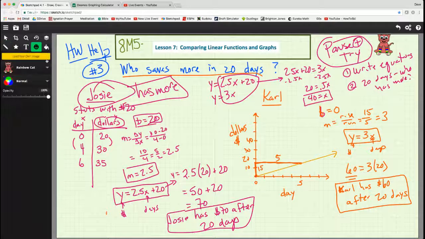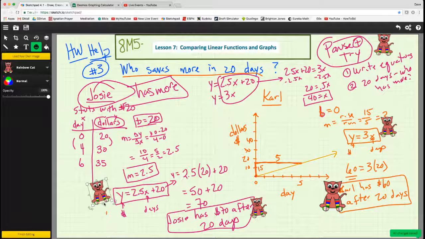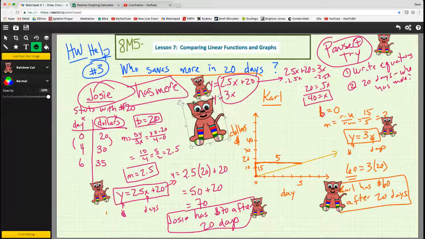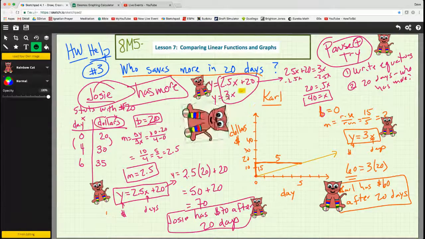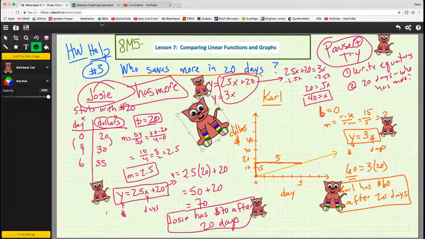So let's lay down some happy cats. Happy cat for solving this, happy cat for writing this equation, happy cat for going the extra mile if you did and figured out how many days before they actually saved the same amount. And then let's just spin a happy cat just because we're almost done.